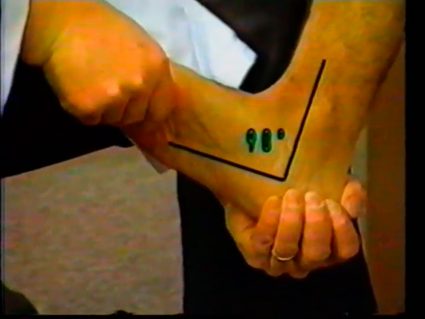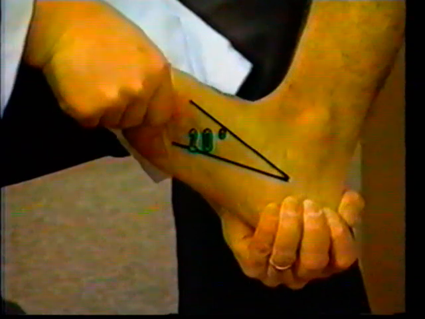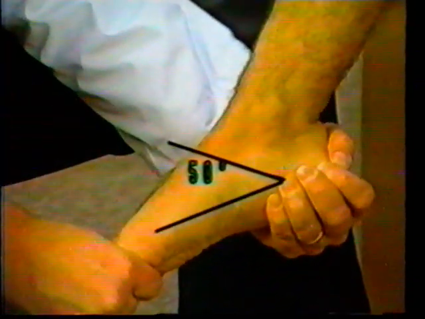ranges observed. In the normal, 20 degrees of dorsiflexion and 50 degrees of plantar flexion are noted, but always compare with the opposite extremity.